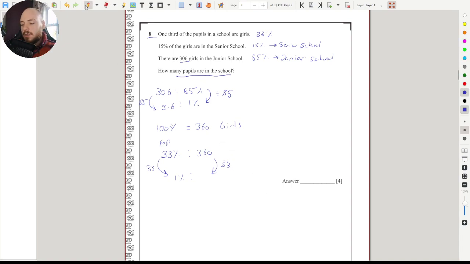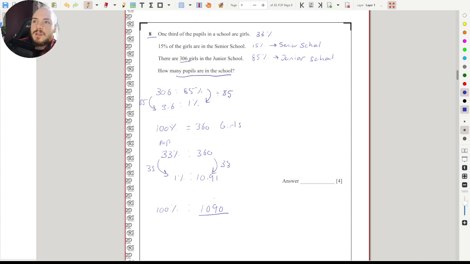And 360 divided by 33 would give us 10.91. Okay. And since 1% is 10.91, for 100% we can just multiply both sides by 100. So that'd be 1090. Okay, I've rounded that up. It'd probably be 1090 students.